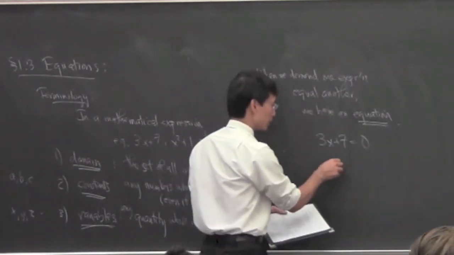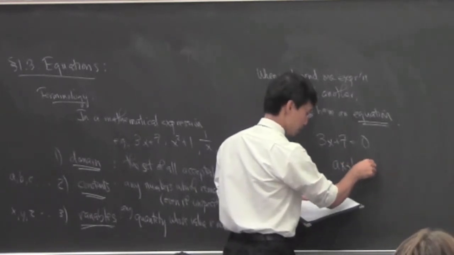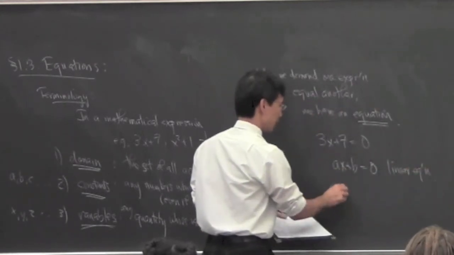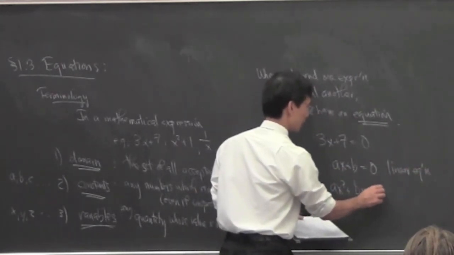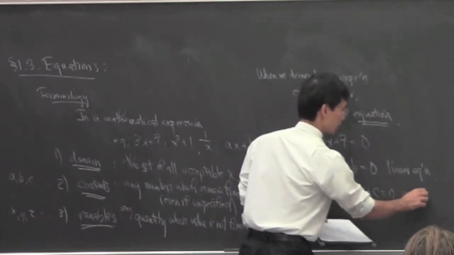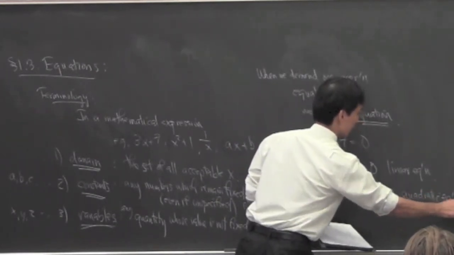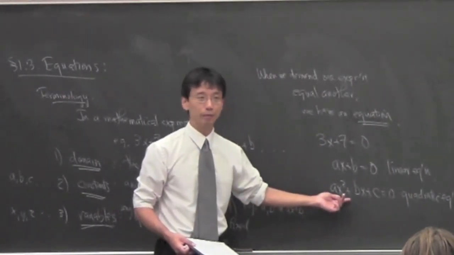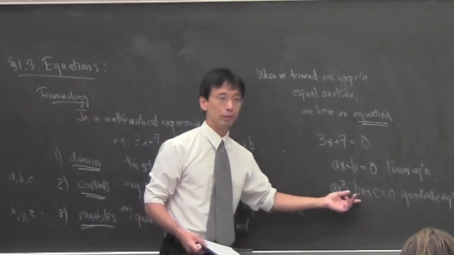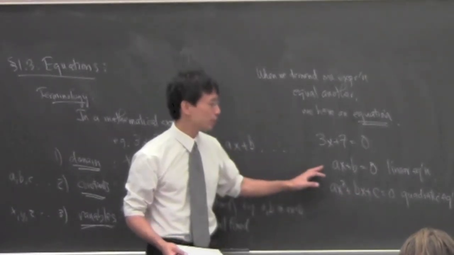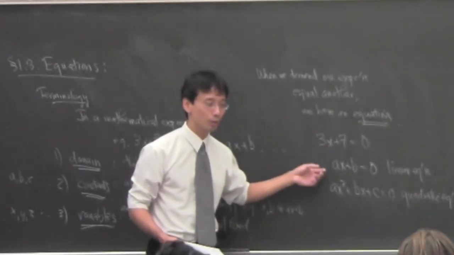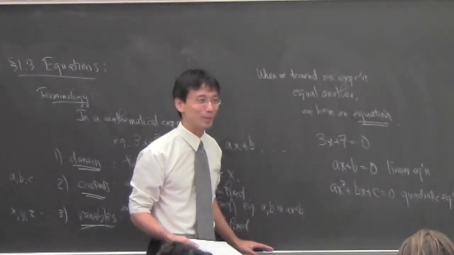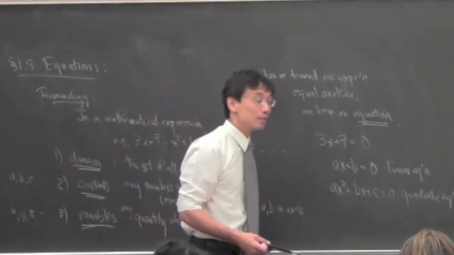Things like ax plus b equals 0 are called linear equations. Things like ax squared plus bx plus c equals 0 are called quadratic equations. It's got a square. If there's a square involved with the variable and lower order terms, then it's called a quadratic equation, etc. There are cubic equations, quartic equations, quintic equations. That's about the end. Yes, of course.